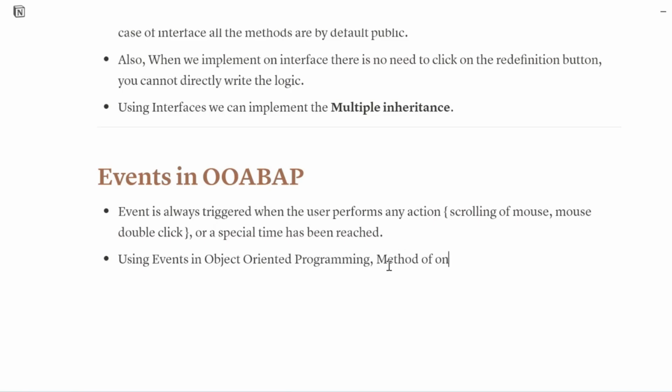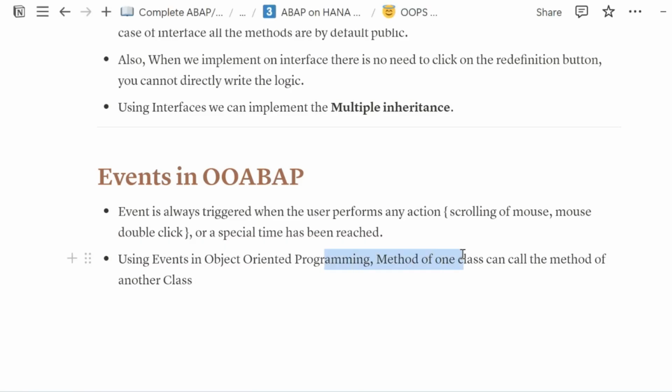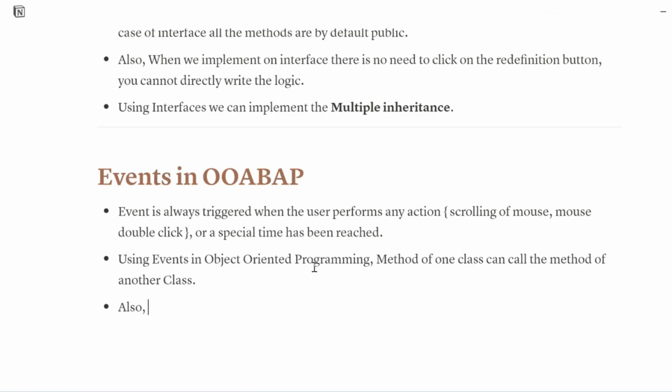a method of one class can call the method of another class. What does it mean? That is, we are writing some logic in one class, so a method of one class can call the method of another class, right? Also for events, we will have to raise the event and then we will have to handle it.